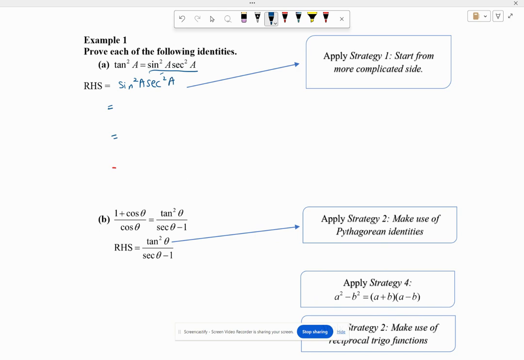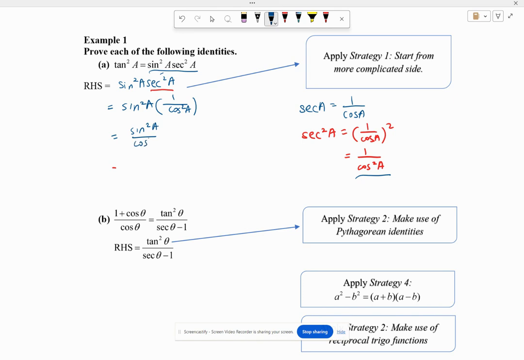We have mentioned strategy number 2. We must make use of one of the reciprocal trigo functions. And we see that sec A is 1 over cos A. So likewise, I have sec²A, which is equal to 1 over cos A squared, which gives 1 over cos²A. So now I can replace it: sin²A times 1 over cos²A. Then we have sin²A over cos²A.